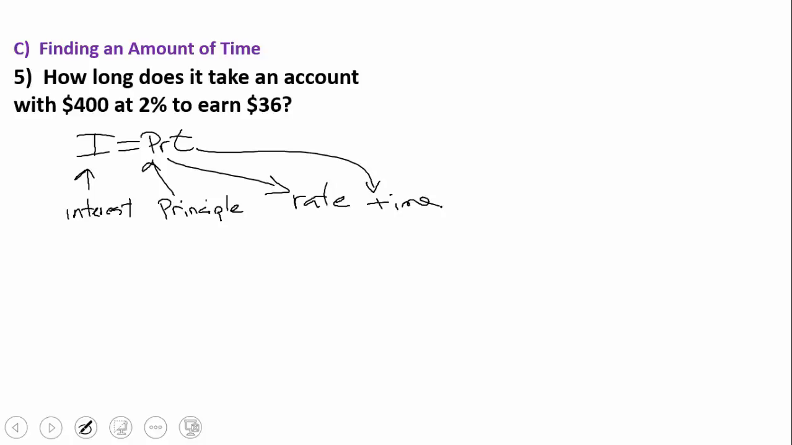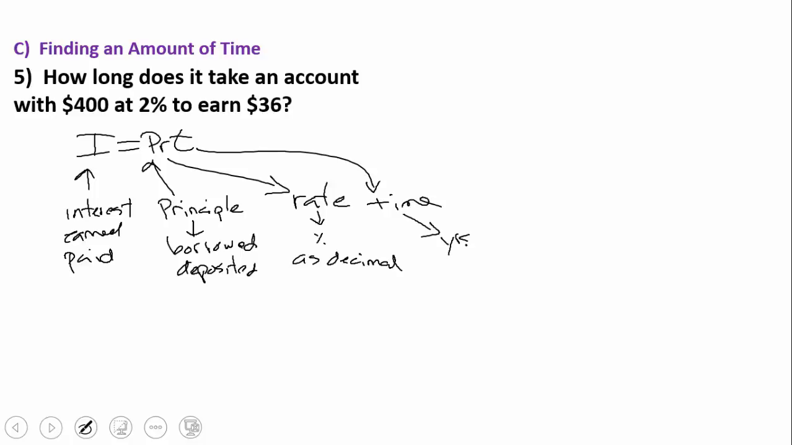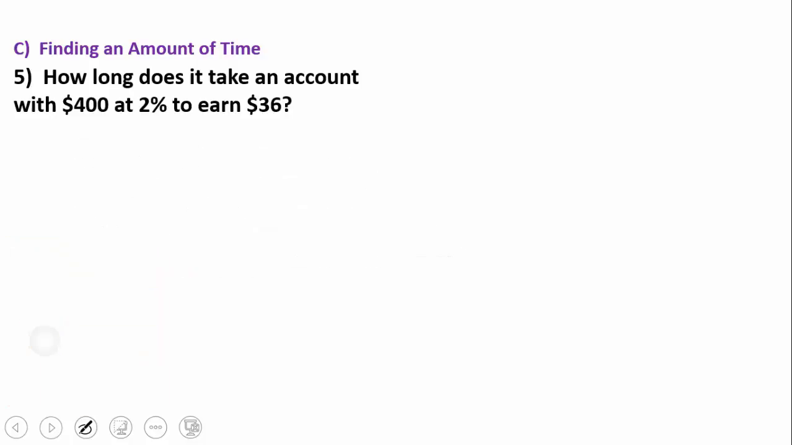Interest is earned or paid. Principal is borrowed or deposited. Rate is a percent as a decimal. And time is in years. All right? So that's very important stuff. You don't need to write all that down. That was just a reminder. I'm going to actually clear it off so I can do the math.